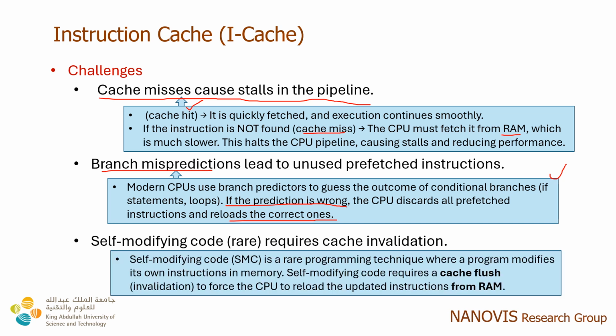The last one is SMC, which means self-modifying code. This is a rare but important programming technique where the program wants to update the instructions inside the memory. Self-modifying code requires a cache flush, which is invalidation, to force the CPU to reload the updated instruction from the RAM. This is another key challenge with the I cache.